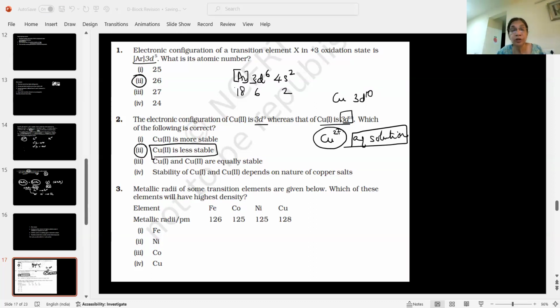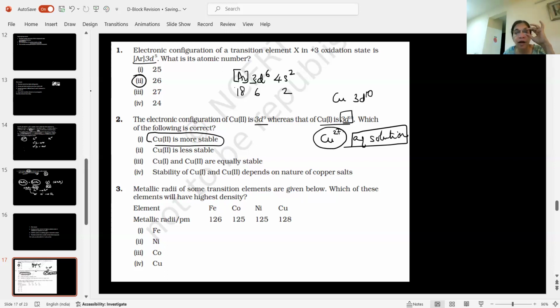NCERT. This is the second question. Second one is 1. Cu2+ is more stable in aqueous solution. They haven't mentioned aqueous solution. Anyway, so Cu2+ is more stable. That is the answer.